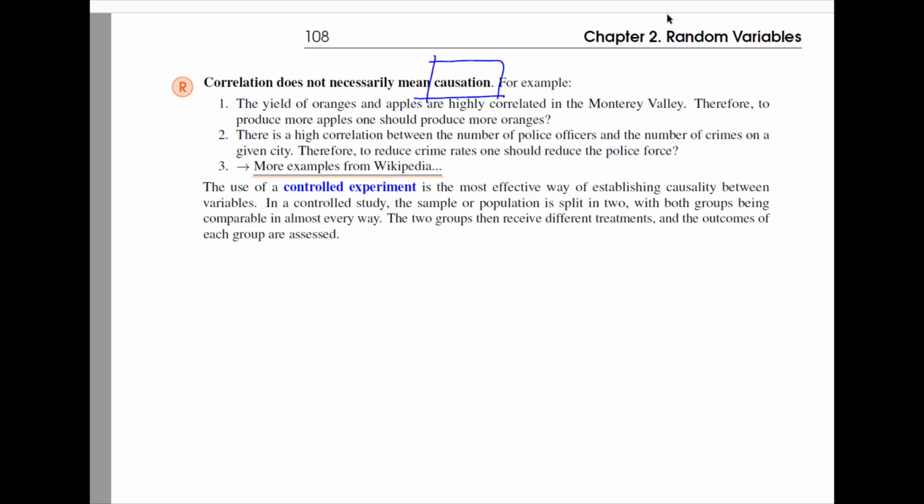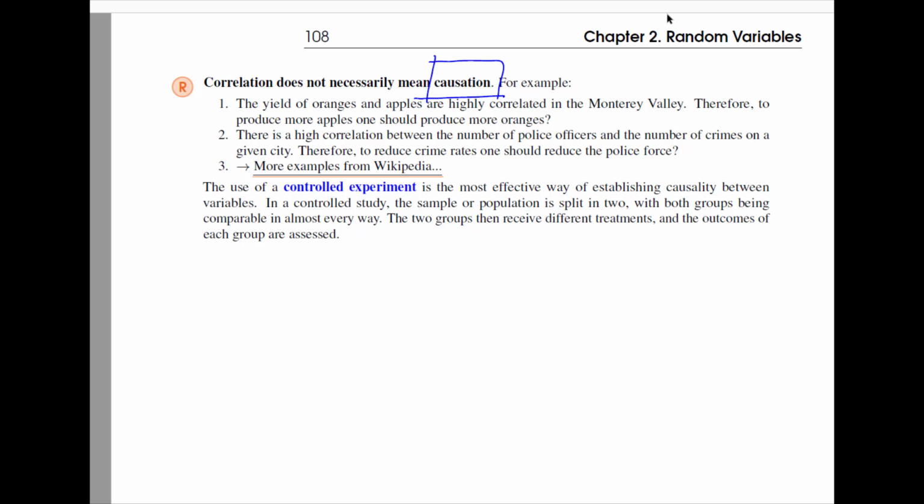So the first one, if you look at the yield of oranges and apples in the Monterey Valley in California, you would see that they're highly correlated. But it's not that having more oranges will give you more apples. It's clearly not the case, right? The most likely explanation of their high correlation is that if you have a lot of oranges one year, it's probably because the weather was really good, and the weather affects both apples and oranges, right?